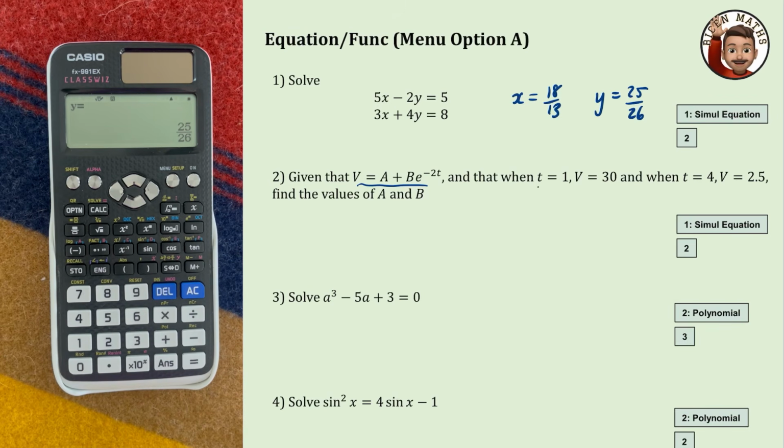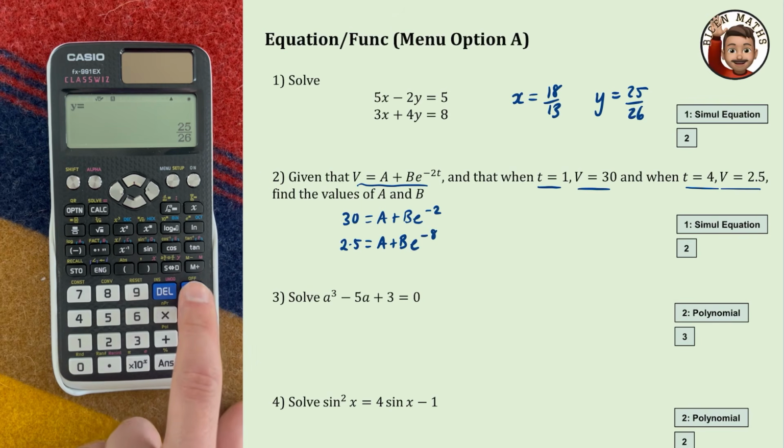So it says that when t equals 1, v equals 30. So subbing that in, 30 is going to be equal to a plus b e to the minus 2. Okay, so that's actually just going to be a normal equation, but instead of x and y, we've got a and b. And when t equals 4, v equals 2.5. So I get 2.5 equals a plus b e to the minus 2 times 4, which is minus 8. So these can just be done on the simultaneous equation solver.